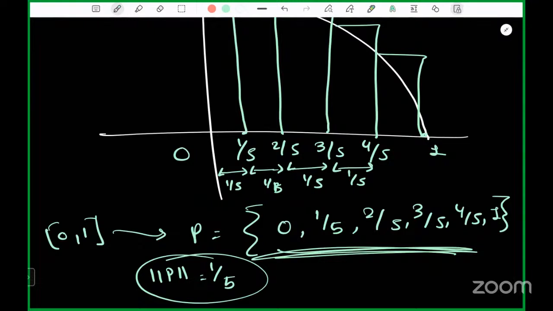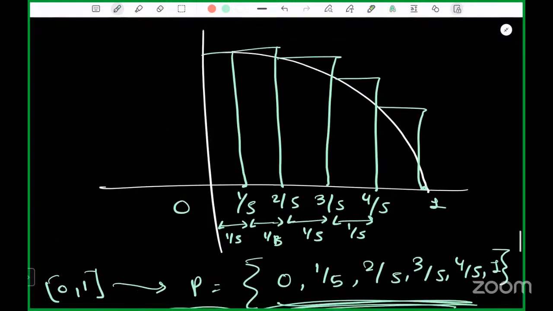One thing I'm not able to understand in this explanation is, in this curve, you've drawn 5 rectangles.